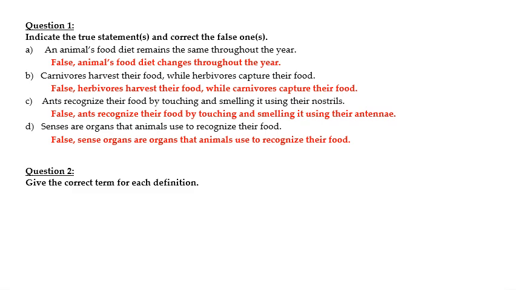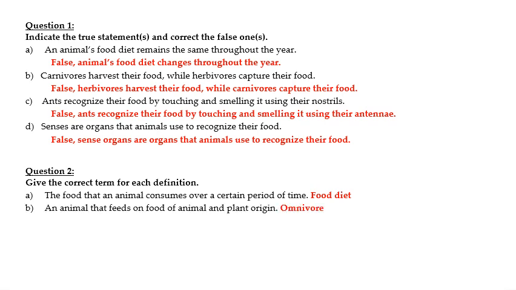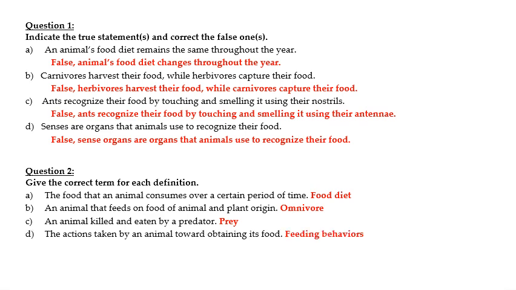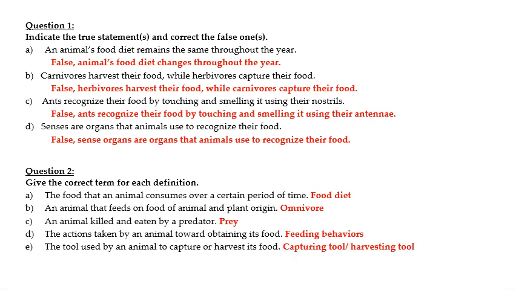Question 2. Give the correct term for each definition. The food that an animal consumes over a certain period of time is known as food diet. An animal that feeds on food of animal and plant origin is known as omnivore. An animal killed and eaten by a predator is the prey. The actions taken by an animal toward obtaining its food, this is feeding behaviors.